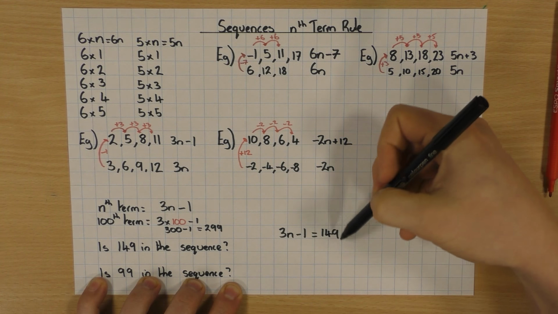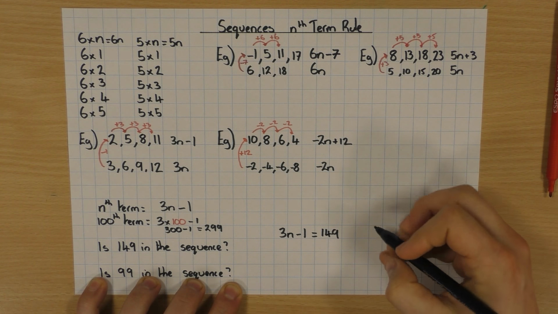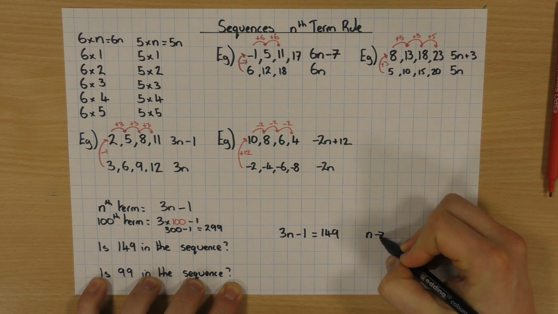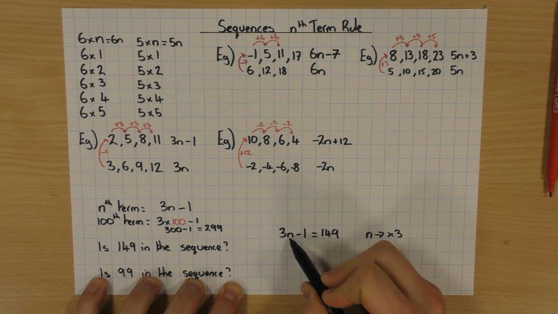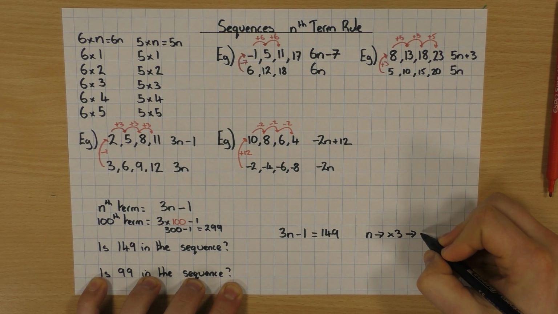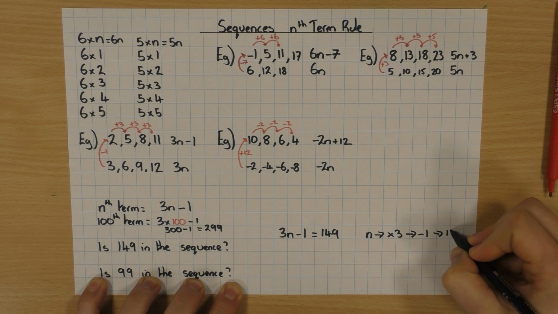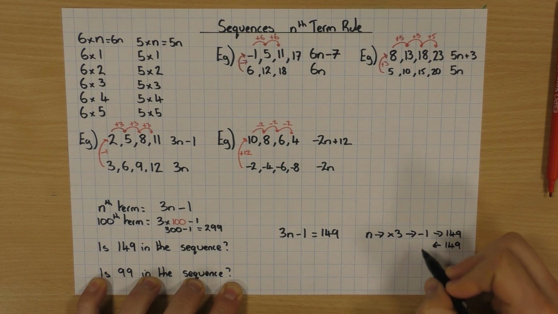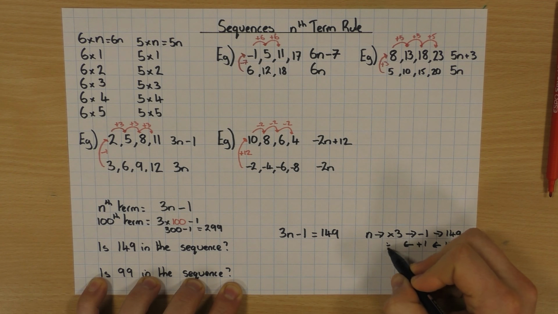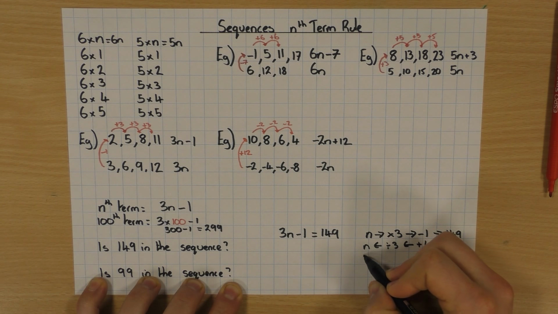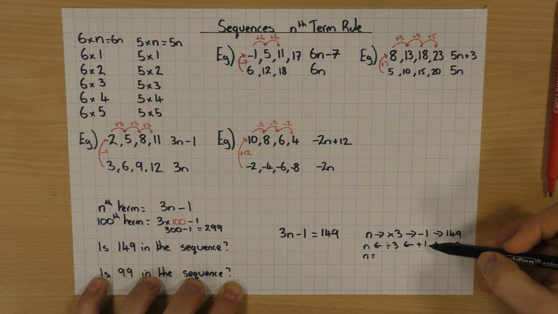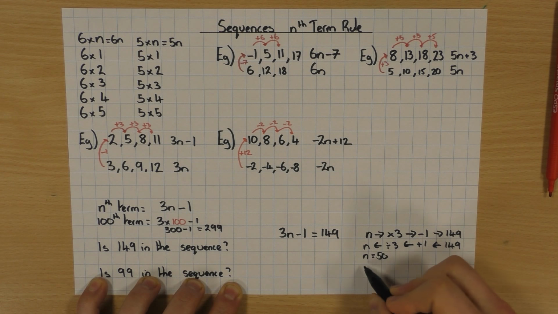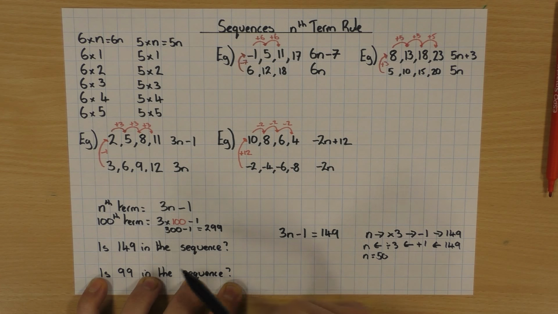So let's solve this. Different ways you can solve it. I'm going to use the flowchart. So I start off with n. I times by 3, because it's 3n. I take away 1, and I'm left with 149. I go backwards. 149 plus 1 divided by 3, and I get back to n. So 149 plus 1 is 150, divided by 3 is 50. So because n is a nice whole number, yes, it's definitely in our sequence. 149 is definitely in the sequence because it's the 50th term.